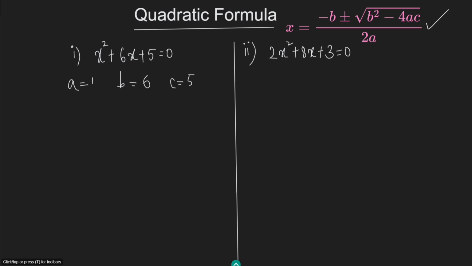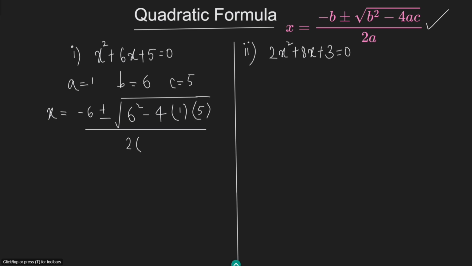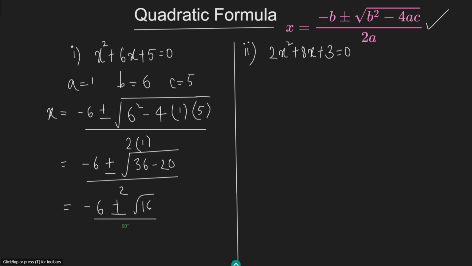equal to 5. Now applying the formula, we get x equal to minus b, which is minus 6, plus or minus the square root of b square, which is 6 square, minus 4ac, 4 times 1 multiplied by c, which is 5. Then everything divided by 2a, which is 2 times 1. Now simplifying it further, we get minus 6 plus or minus, 6 square is 36, so we'll write 36 minus 4 times 5 is 20. Don't forget to put the root, divided by 2, which is equal to minus 6 plus or minus 36 minus 20 will give you 16, so root of 16 divided by 2.